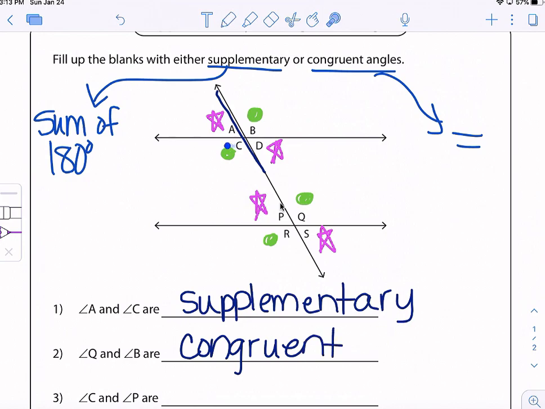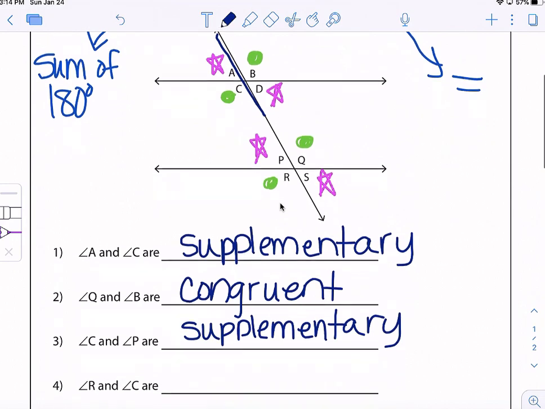Angle C and angle P, those are same side interior. Anything on the same side are going to be supplementary. Also, you can tell they're different colors, so they're not going to be congruent. They're going to be supplementary, which again means they're going to have a sum of 180 degrees.